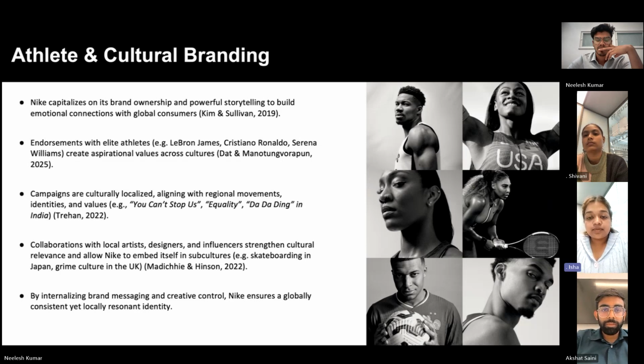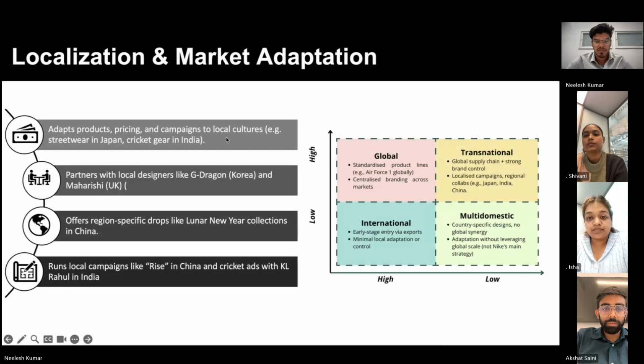In the next slide, the third pillar of Nike's internationalization strategy is localization and market adaptation. Nike doesn't take a one-size-fits-all approach. It carefully adapts its products, pricing, and marketing to fit local culture and consumers' preferences. For example, in China, Nike launched exclusive drops and a rising basketball campaign to connect with local youth.